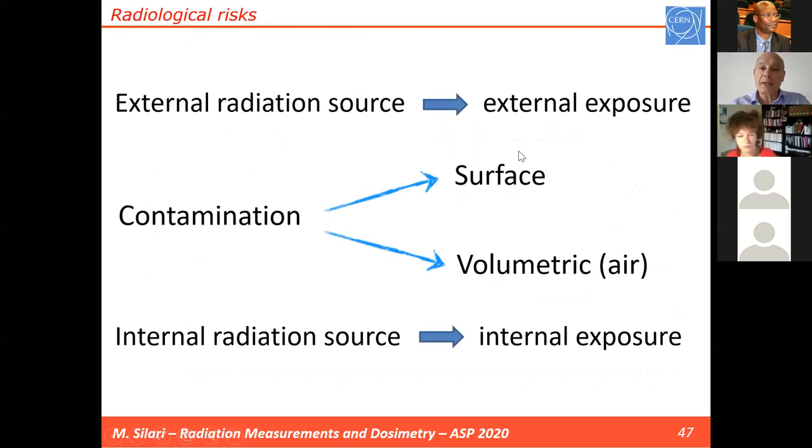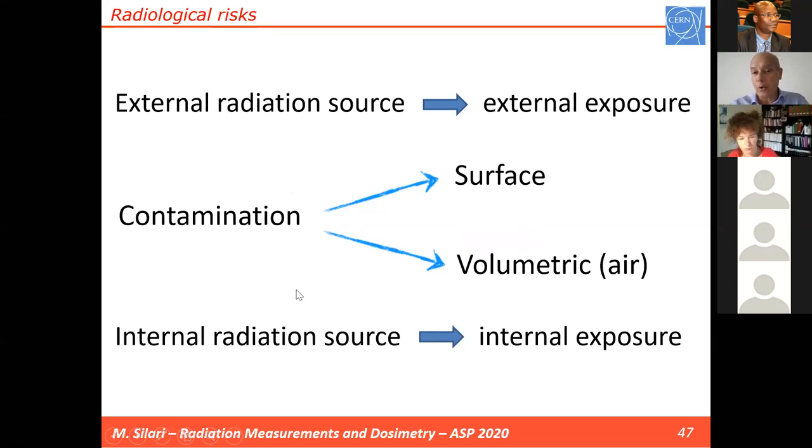So the radiological risks are essentially threefold. You can have an external radiation source that will give you an external exposure. You could have a contamination risk. You can have a surface contaminated by, for instance, a spill of a liquid radioactive source. You could have contamination of the air. You could have activity in air, for instance, by evaporation of radionuclides, or because of activation of air by operation of a machine. And this could actually end up in internal contamination.